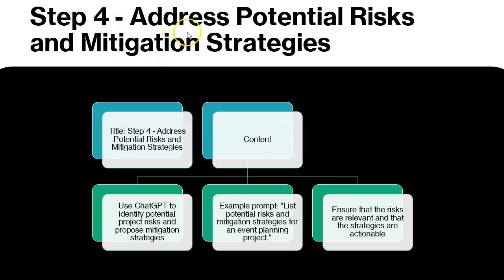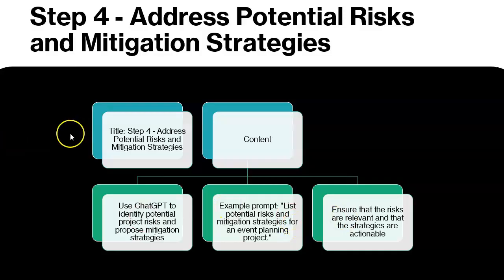Step 4, address potential risk and mitigation strategies. So here, risk management is crucial to any project proposal, and ChatGPT can assist in identifying potential risk and proposing mitigation strategies. So I will go through later the prompt we will give, like list potential risk and mitigation strategies for an event planning project. Then review the output to ensure the risks are relevant and that the proposed strategies are actionable.